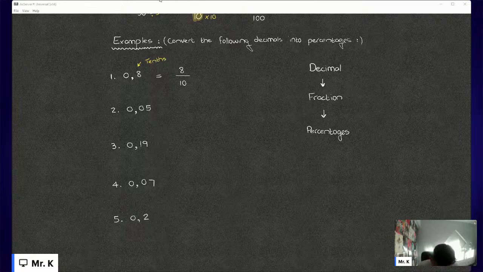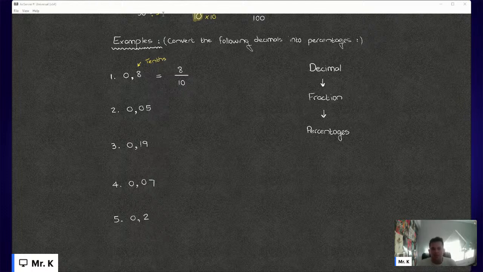0.8 is the same as 8 out of 10. And when we do this, we can see how easy it becomes for us to change our fraction into a percentage. Because we know that in order to write a fraction as a percentage, we must have a denominator of 100. So, looking at this new fraction, we know that our denominator of 10 fits into 100 10 times.